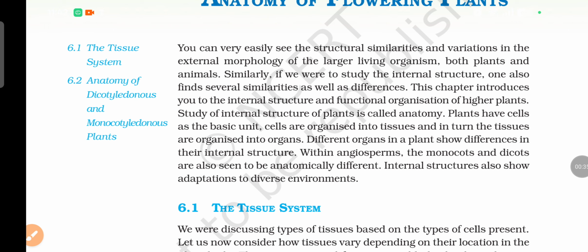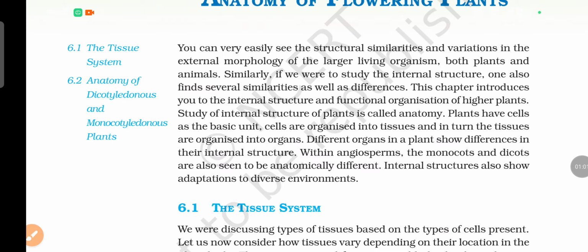Similarly, if we were to study the internal structure, one also finds similarities as well as differences. This chapter introduces you to the internal structure and functional organization of higher plants. Study of internal structure is called anatomy. Plants have cells as the basic unit. Cells are organized into tissues, and in turn the tissues are organized into organs.